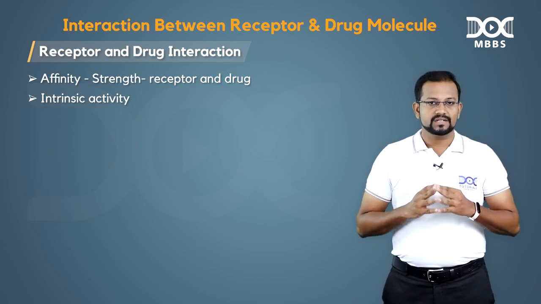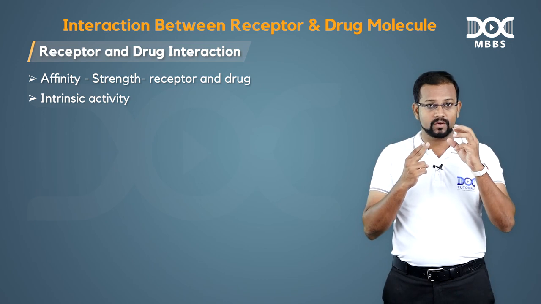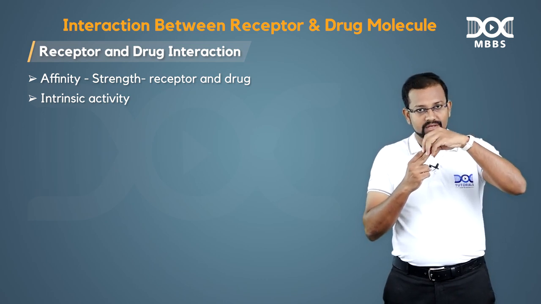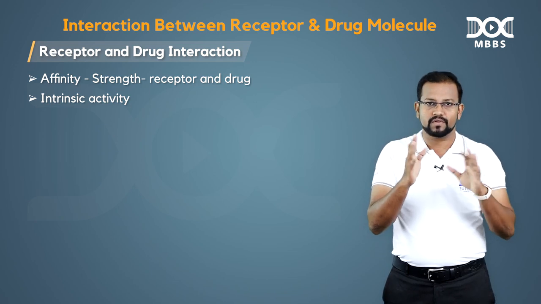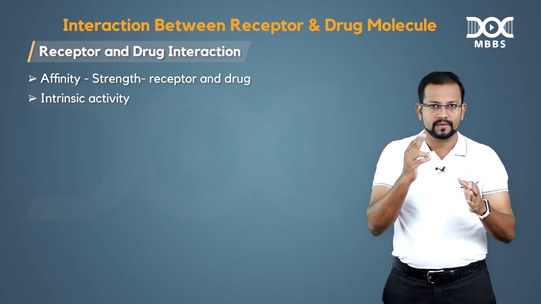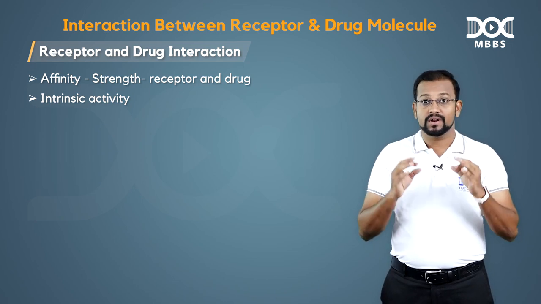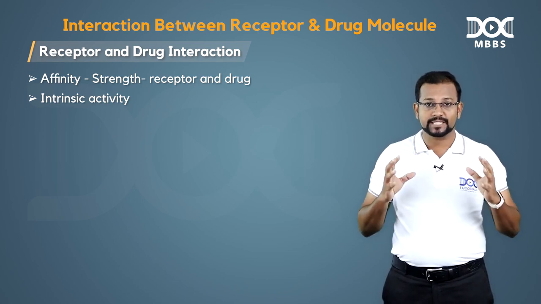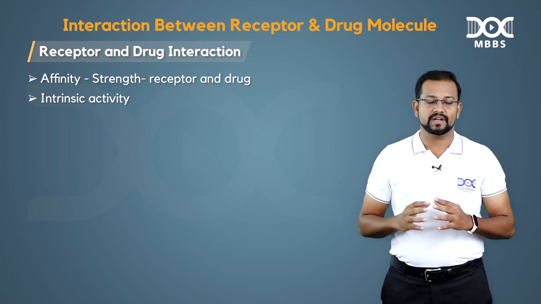The next one is intrinsic activity. Consider we have the receptor and we have the drug molecule. The drug molecule is binding with the receptor and this receptor is there on the surface of a particular, for example, I'm saying it is going to be there on a muscle. What is going to happen to that muscle? Is the muscle going to be contracted or is it going to be relaxed? What's the maximum effect which can be seen? That will be termed as intrinsic activity, or IA.